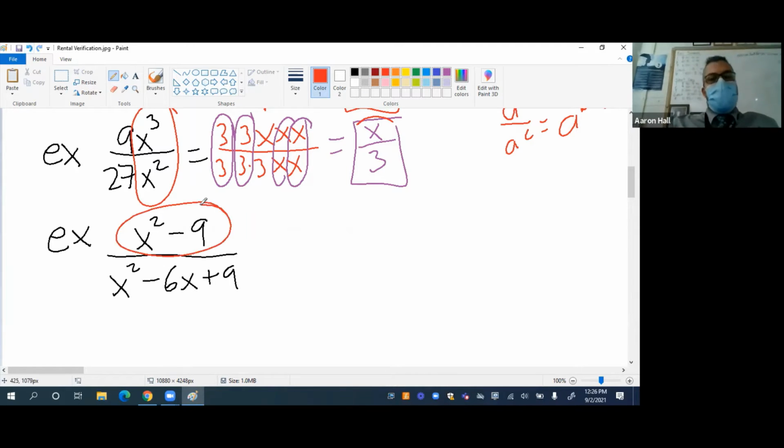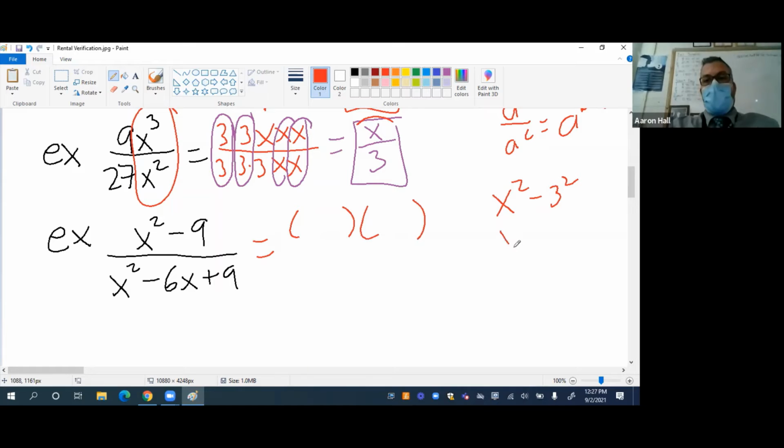How do I factor this? Yeah, this is a special factor. What's the name of the special factor? Difference of squares. That's not a square. Yeah, it's 3 squared. So I have a difference of squares. A difference of squares can be written how? Or is it more helpful if I write it? Yeah, x minus 3 and x plus 3.